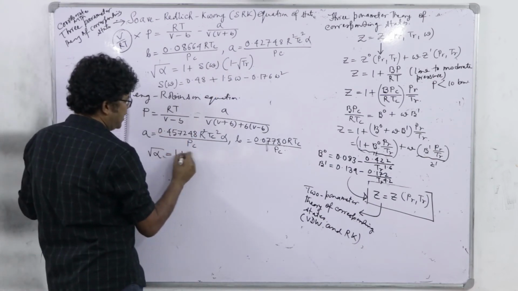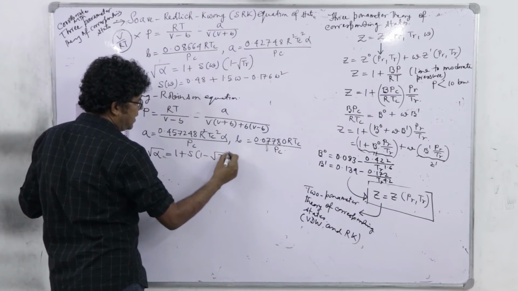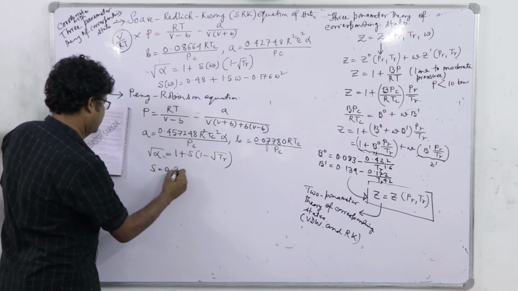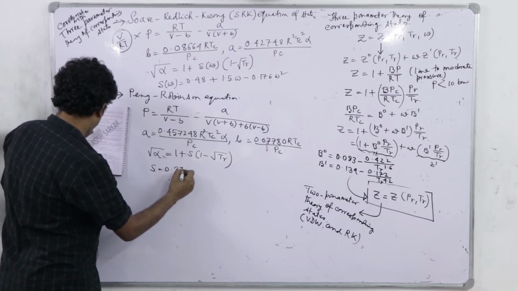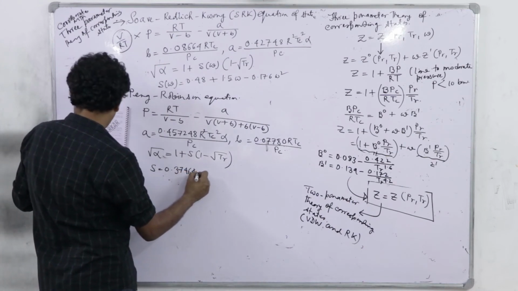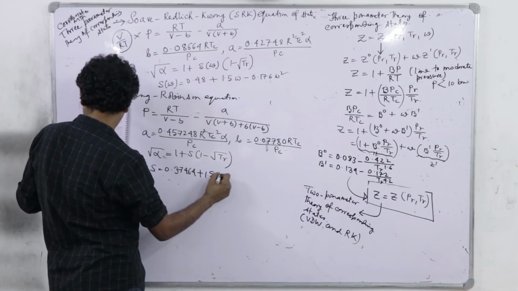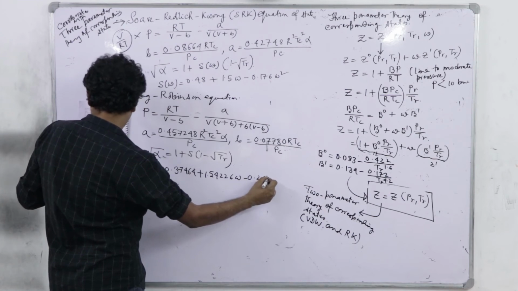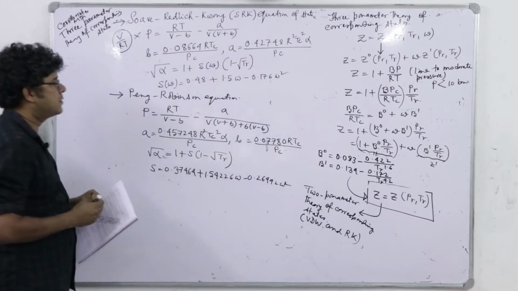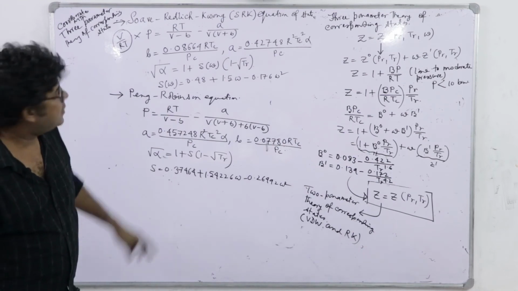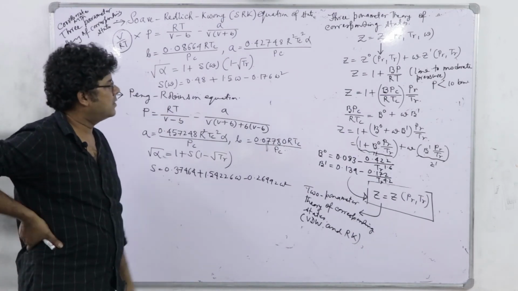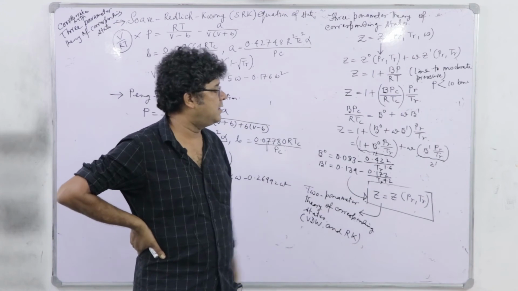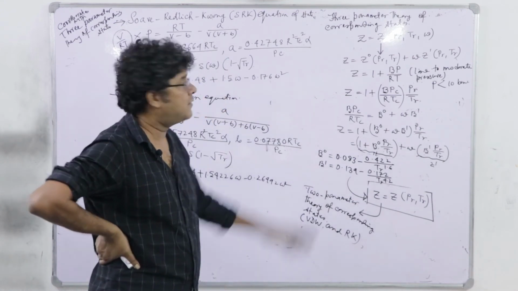Now, here you can see this square root of alpha follows the same functional form, equal to 1 plus S into 1 minus square root of TR. However, this S is again expressed as a quadratic function, but the coefficients change: 0.37464 plus 1.5422 omega minus 0.26992 omega square. Right. So, Peng-Robinson and Soave-Redlich-Kwong corroborate with this three-parameter theory of corresponding states, similar to the truncated virial equation after two terms as introduced by Pitzer.